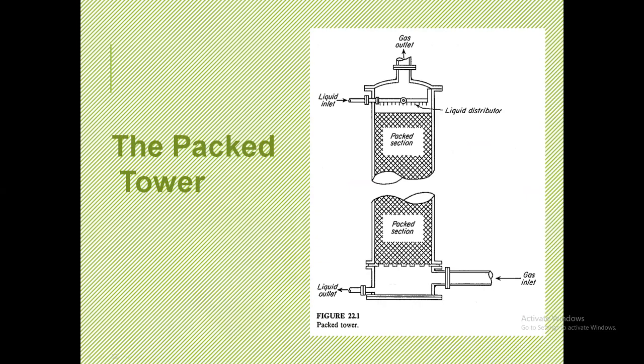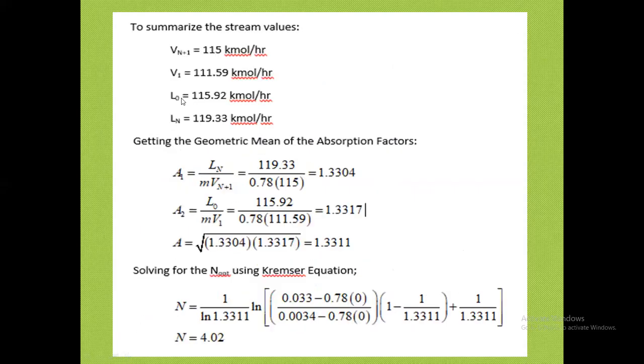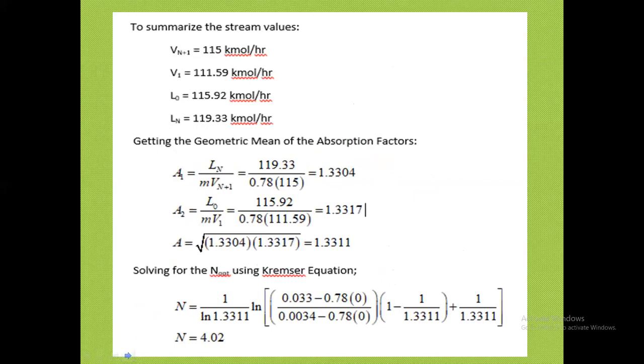Let me go back. That's your L optimum, the 115.92, and the resulting L sub n because of this L optimum. This was computed using the component balance equation using the L primes and the V primes. We determine the L sub n using that. Then we determine the gas absorption factors for the concentrated end and the dilute end of your column. This one is for the concentrated end, this is for the dilute end. You just substitute. The M is fixed for the two because you're given that already. This is your geometric mean.